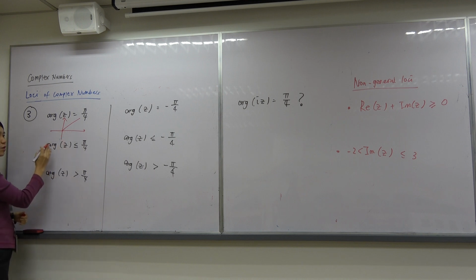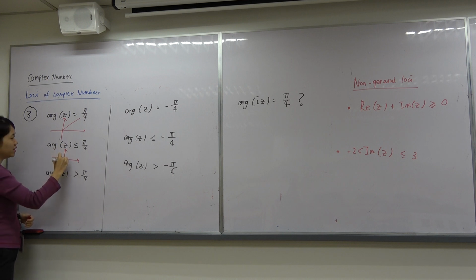Okay, what then for argument of z less than or equal to pi over 4? Before you could do any shading, you will need to first draw a line. If this is the line that you draw, where then do I shade? If it is less than or equal to, I will have to shade it here.